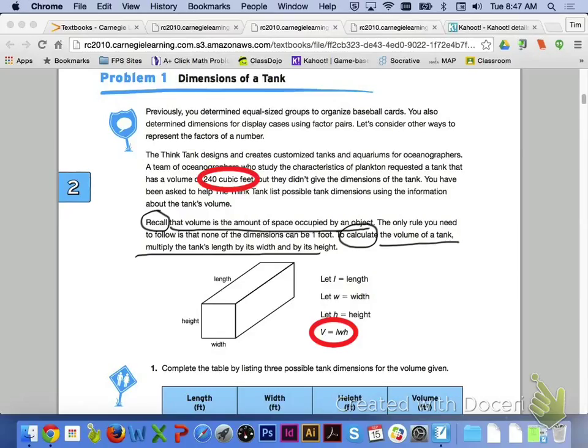To calculate the volume of a tank, multiply the tank's length by its width and by its height. You can see we have the formula right here in order to find the volume of the tank: length times width times height.